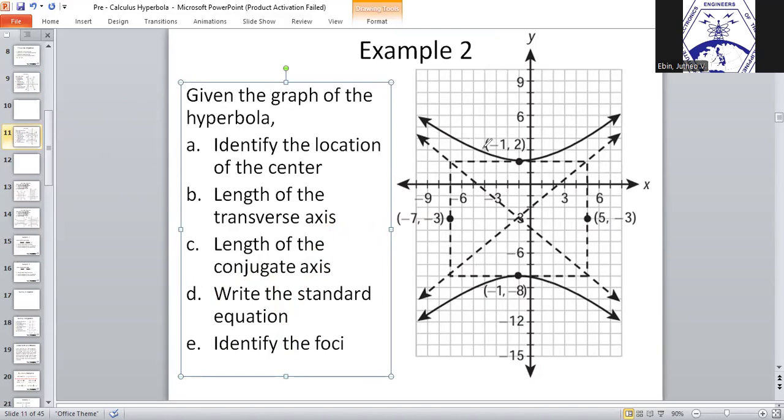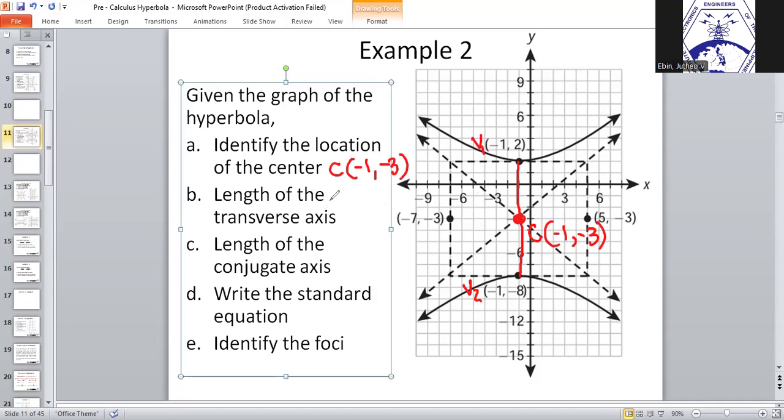Since yung hyperbola natin nag-open up at saka down. So ito yung ating vertices. Vertex 1 tsaka vertex 2. If we connect ayan, V1 and V2, we have our transverse axis. At yung midpoint nito, yung ating center. Based on observation, our center is located at negative 1, negative 3. So the coordinates of the center is negative 1, negative 3.